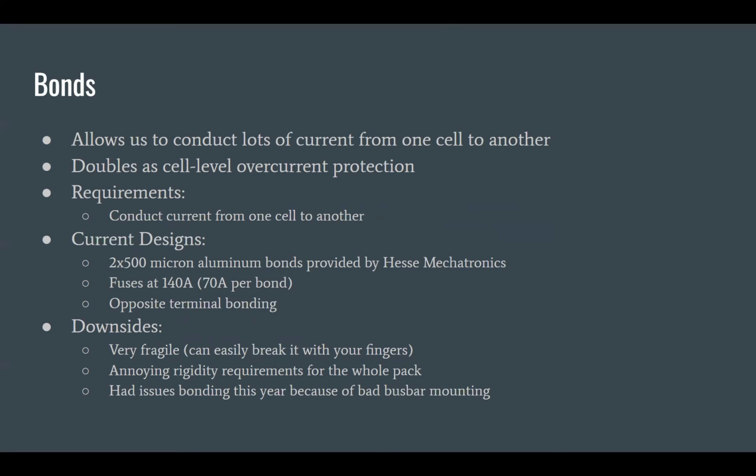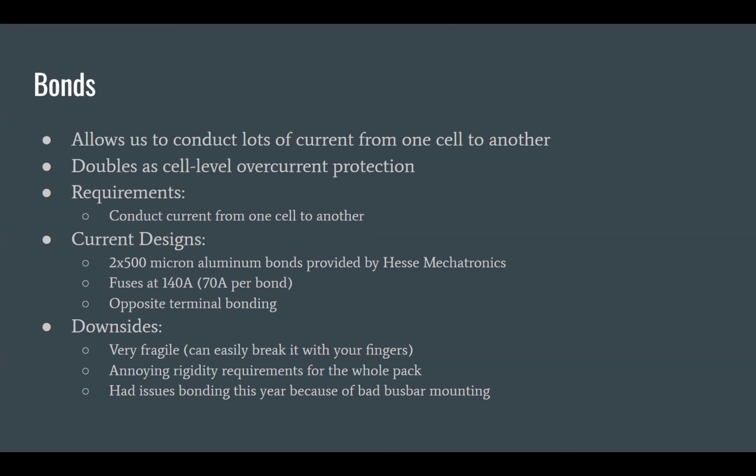Our current ones that we have selected, on every cell, you can actually look at it and see it on the pack. We have two 500 micron aluminum bonds, and those are bonded by Hess Mechatronics. They do that as a sponsorship for us and many other car teams. If you go to my document called Important Email Addresses, you can find the emails for all of these people.